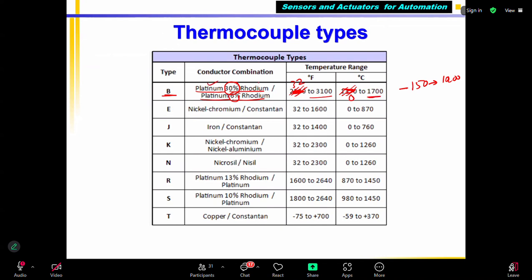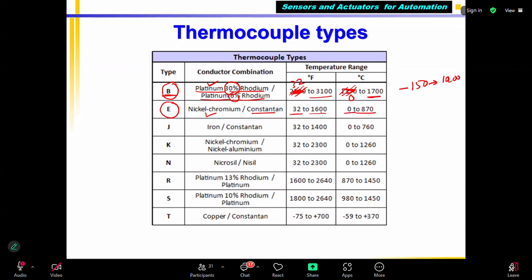Which one? Platinum with 30% rhodium, one wire, and the other wire platinum 6%. They call it B-type thermocouple. If somebody says B-type thermocouple, definitely it is made of platinum wire with 30% rhodium, one wire, and the other wire platinum 6%. If I say E-type thermocouple, one wire is nickel chrome. Please note that this is an alloy, nickel plus chromium, and the other one is constantan. Correct? So it can measure from 0 degrees centigrade to 870, or 32 to 1.